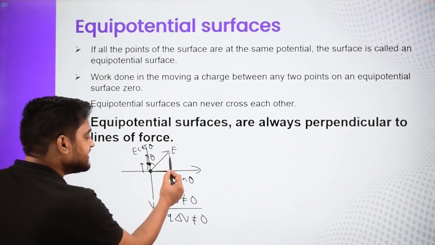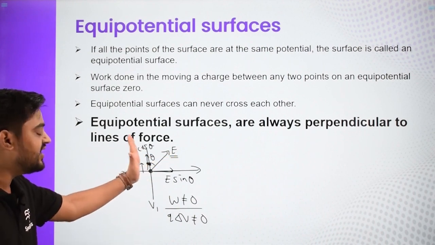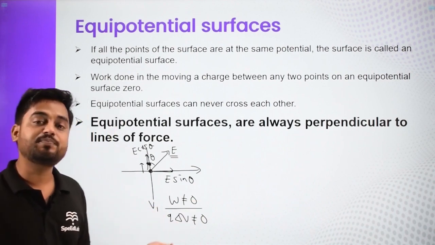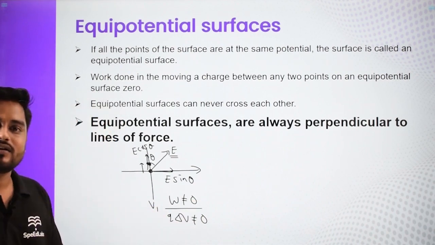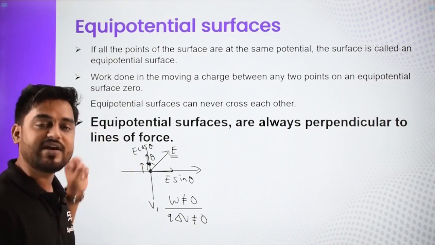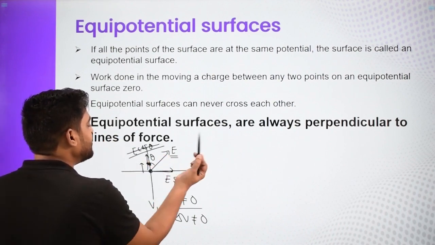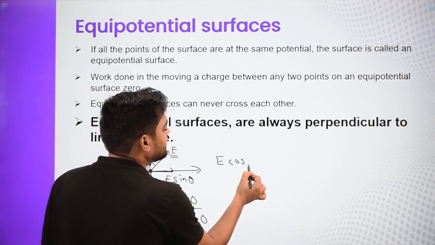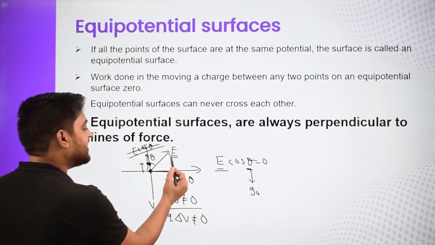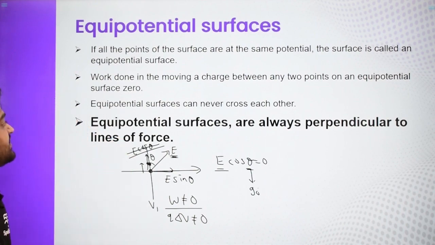So if E makes some angle which is non-90, or E is not perpendicular, then E will have one component along the surface, and due to this component the work done will be non-zero. Hence there will be a potential difference, which is exactly opposite to the definition of the equipotential surface, that there can't be any potential difference between any 2 points on it. So the only option is that this component shouldn't be there. E cos theta must be 0. If E is non-zero, then theta must be 90 degrees. So the electric field is always perpendicular to the equipotential surface.